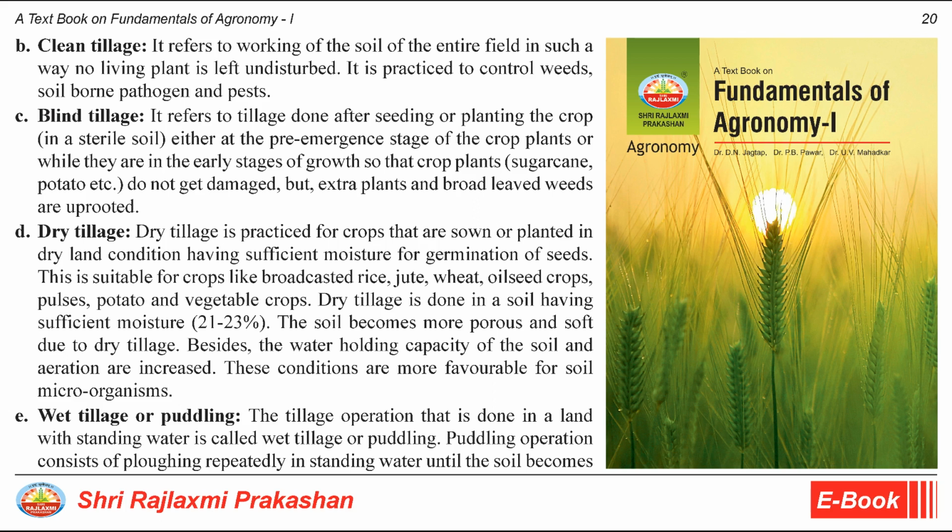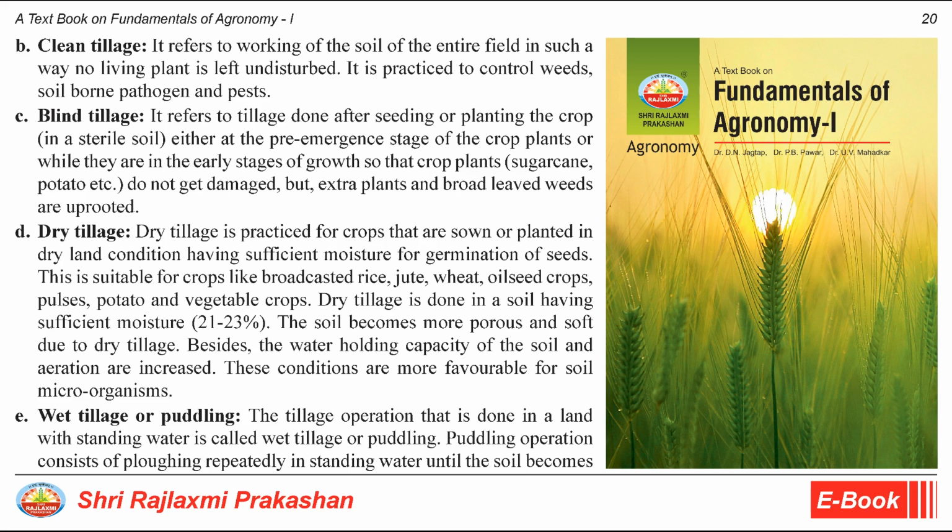Point D. Dry tillage. Dry tillage is practiced for crops that are sown or planted in dry land condition having sufficient moisture for germination of seeds. This is suitable for crops like broadcasted rice, jute, wheat, all seed crops, pulses, potato and vegetable crops. Dry tillage is done in a soil having sufficient moisture, 21 to 23%. The soil becomes more porous and soft due to dry tillage. Besides, the water holding capacity of the soil and aeration are increased. These conditions are more favorable for soil microorganisms.